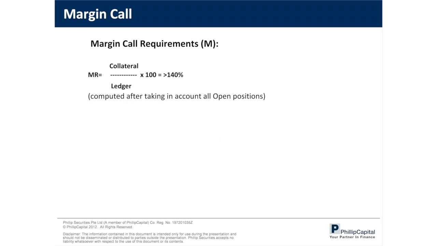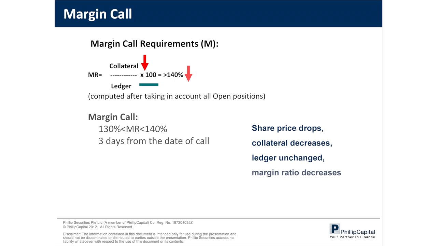Margin call arises when the market value of shares drop. Margin ratio equals to collateral over ledger. The drop in market value will reduce collateral value, but the ledger balance stayed the same. So the margin ratio will decrease.